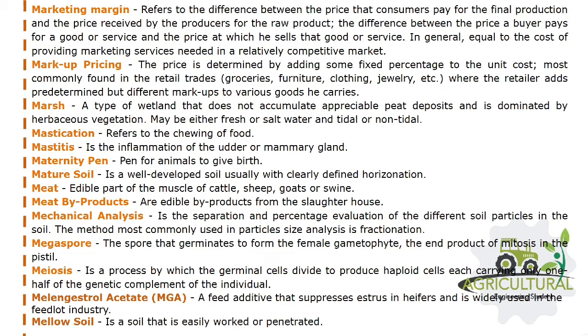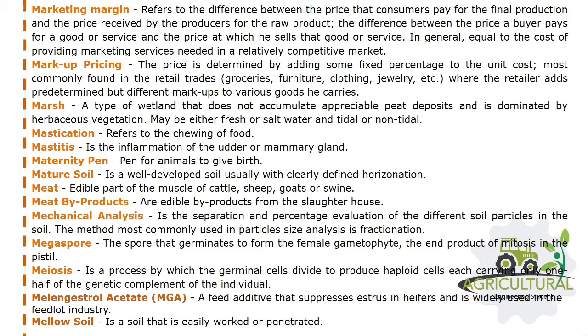Meat, edible part of the muscle of cattle, sheep, goats, or swine. Meat byproducts are edible byproducts from the slaughterhouse. Mechanical analysis is the separation and percentage evaluation of the different soil particles in the soil. The method most commonly used in particle size analysis is fractionation. Megaspore, the spore that germinates to form the female gametophyte, the end product of meiosis in the pistil.